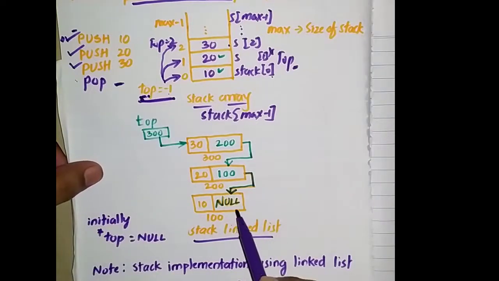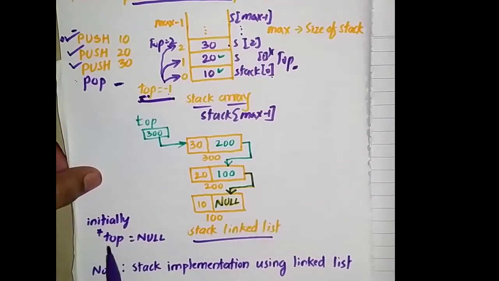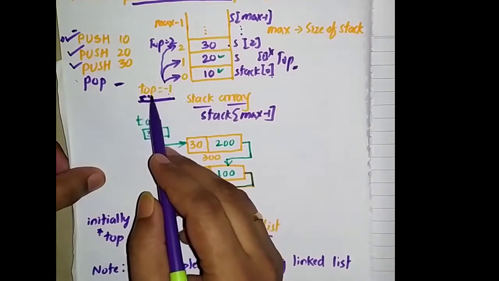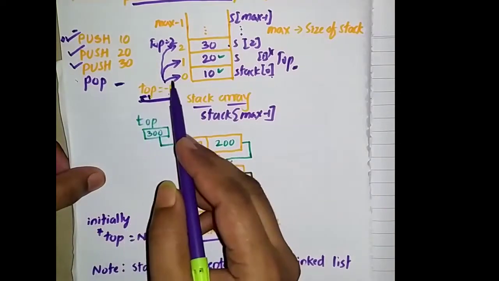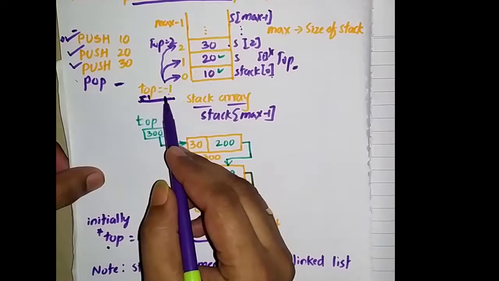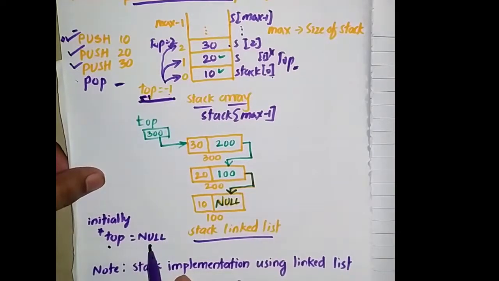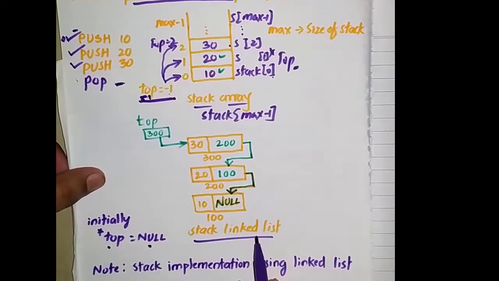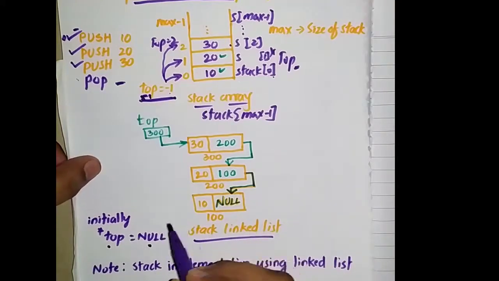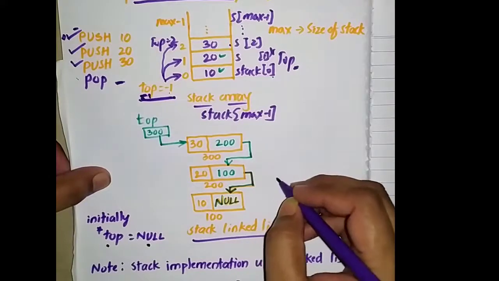Now it is with respect to the nodes. Then again I have to look at the pointer. Here I used to say it as top index because it's an array. Now it is the linked list, so I should be saying it as top pointer. So this top pointer is initially null, like here it is -1, here it will be null for the implementation in linked list.